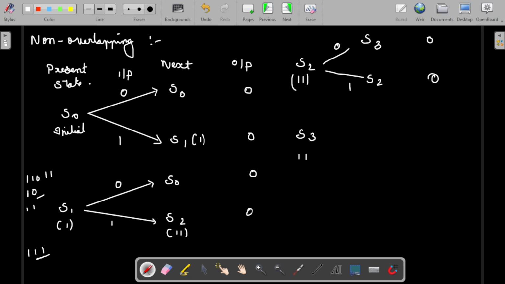S3 is now the state of 1 1 0. When the input is 1, it will go to the next state. If it is 0, it will go to the initial state, because the complete sequence will be broken here. Already 0 0; if 0 comes, the sequence will be broken, so this will go to 0 1. So this is 0, and this is 1.